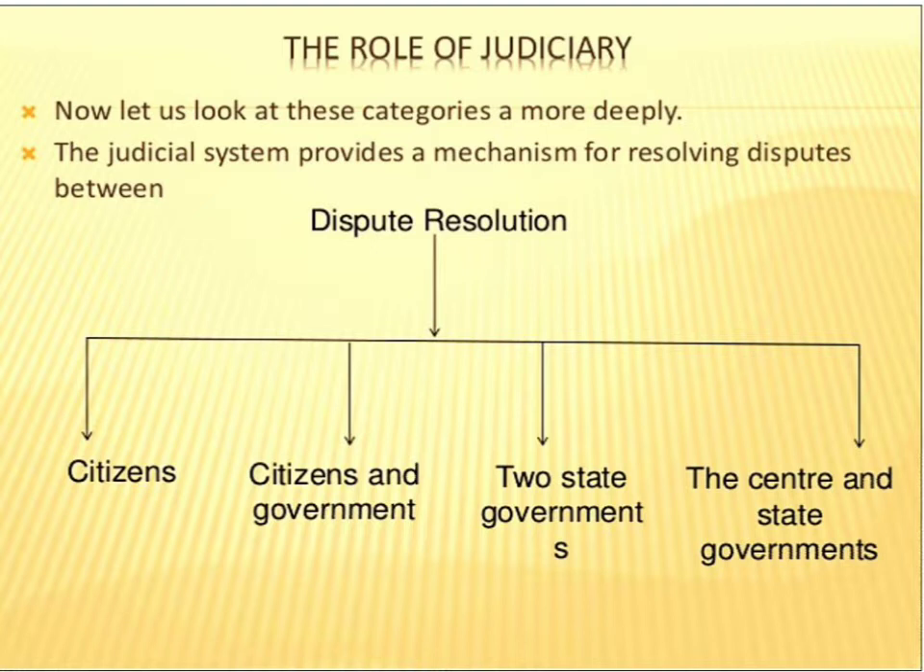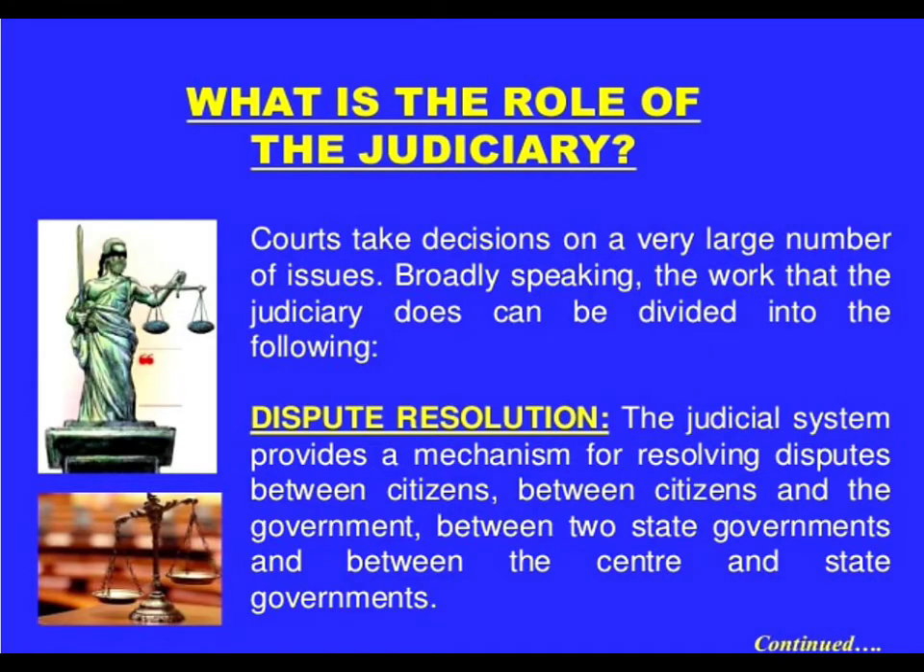So let's describe dispute resolution as a definition, how we can write it. As we know, courts take decisions on a very large number of issues. Dispute resolution: the judicial system provides a mechanism for resolving disputes between citizens and the government, between two state governments, and between the center and the state government. If you have to write, you can write like this, or you can explain it with a flowchart also.